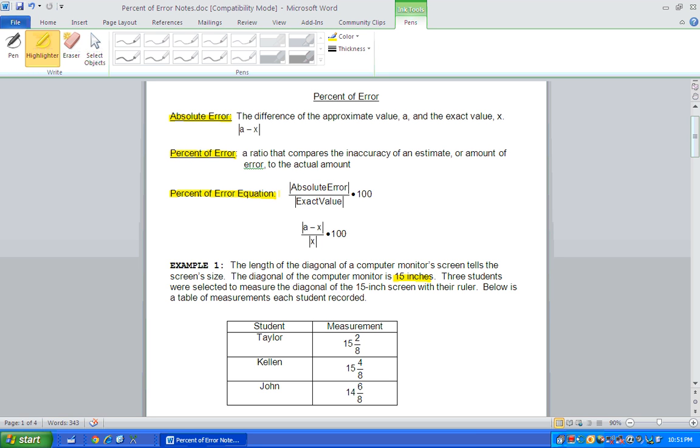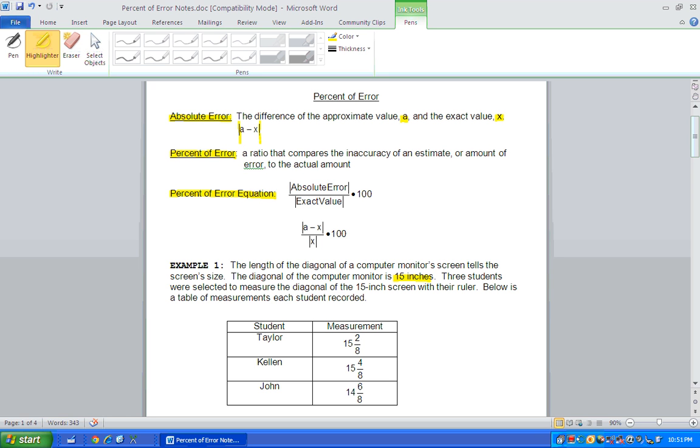Absolute error is the difference of the approximate value A and the exact value X. So remember in math, the absolute value symbol means the distance from 0 on the number line, and you can never have a negative distance. So when you see that absolute value symbol, it's always going to change your answer to positive.